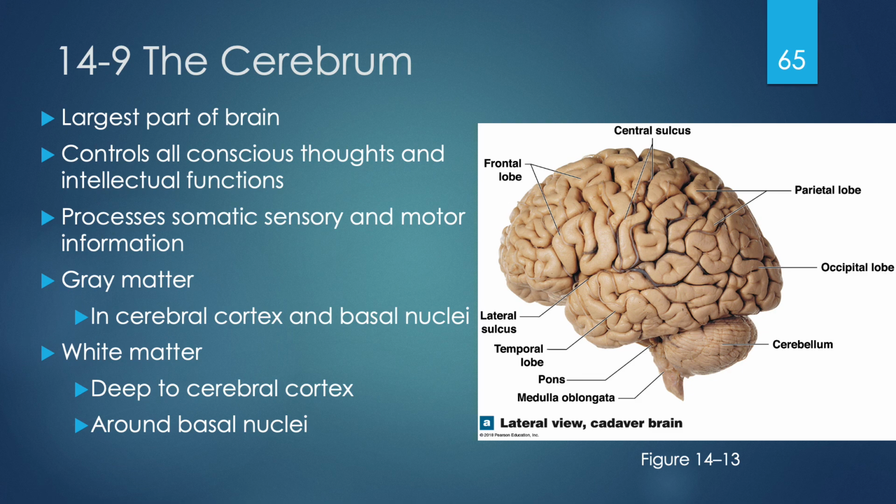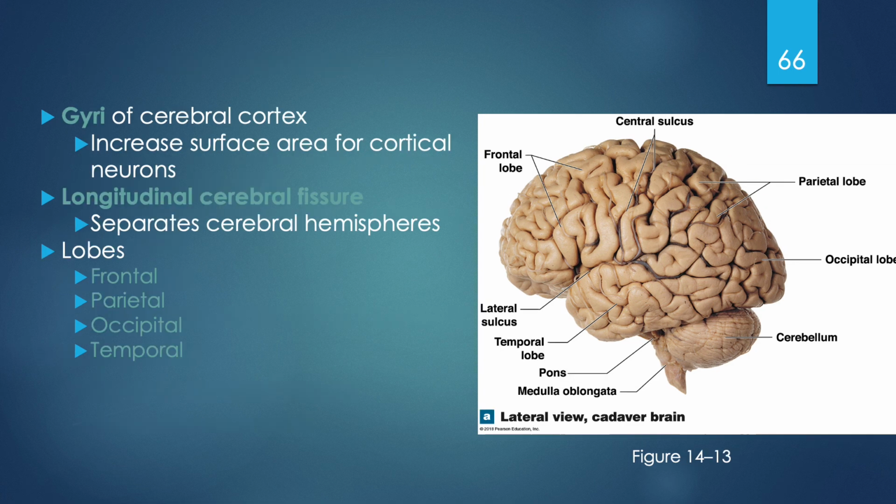The white matter is going to be deep to the cerebral cortex and is surrounding those basal nuclei because that is where the axons of those neurons are located. So, quick anatomy review. The gyri are those bulging convolutions of the cerebral cortex which increase the surface area for all of those cortical neurons.